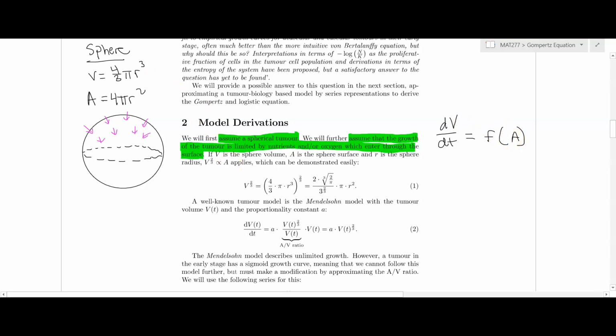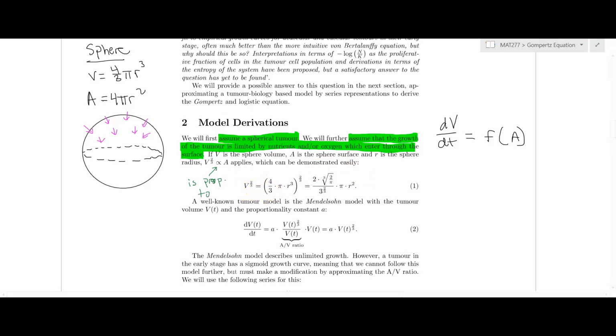So the argument that Mr. Beinhammer makes in this paper is that V and A are related in the sense that V to the 2/3 is proportional to A. This symbol here means is proportional to, and proportional to just means that it's a scalar multiple of. Let's see how that would work.